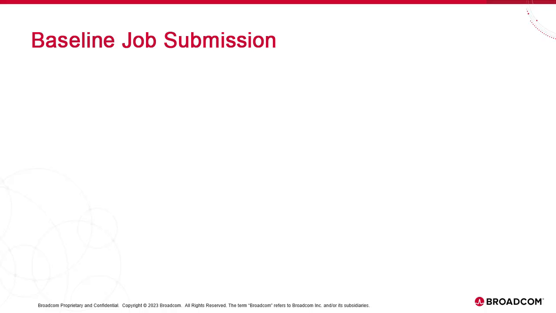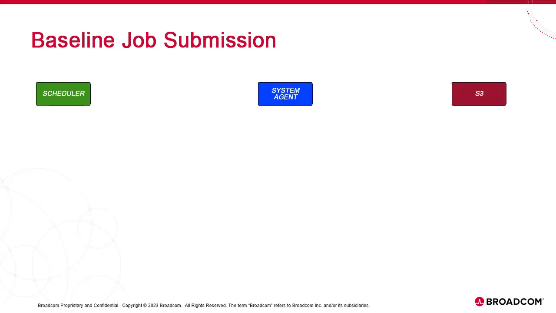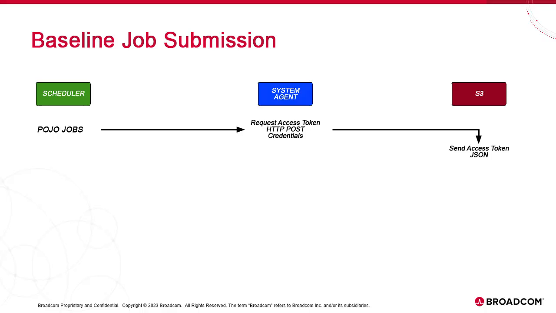We start with the 3 main components: Autosys, the system agent, and the target S3 system. The POJO job is submitted to the system agent by Autosys. The agent acknowledges receipt of the job and needs authentication. It posts an access token request using the credentials stored in the job's J2EE properties. For our purposes, we'll use a key and a key secret as stored in AWS. S3 sends the access token in JSON format. This token is needed for job submission.